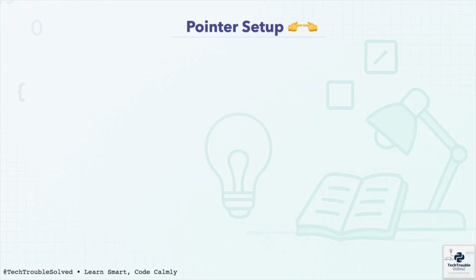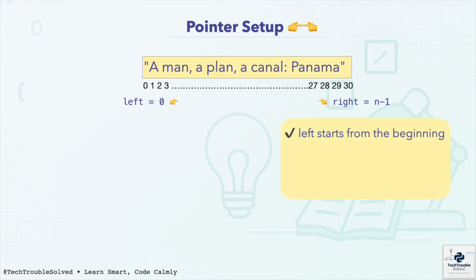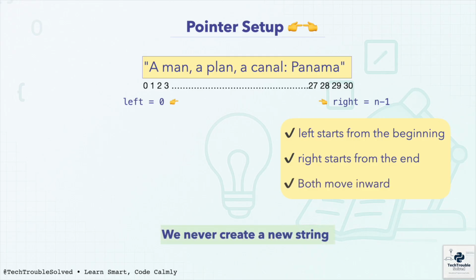Now let's initialize our pointers. The left pointer starts at index 0, which is the beginning of the string. The right pointer starts at the last index of the string. From here, both pointers move inward towards the center. Throughout this process, we never create a new string.